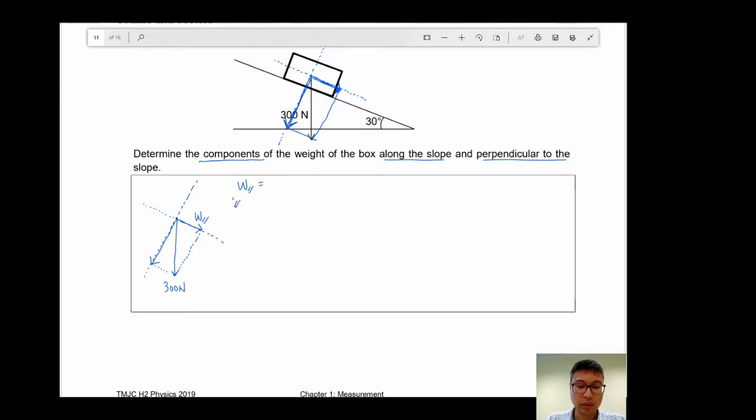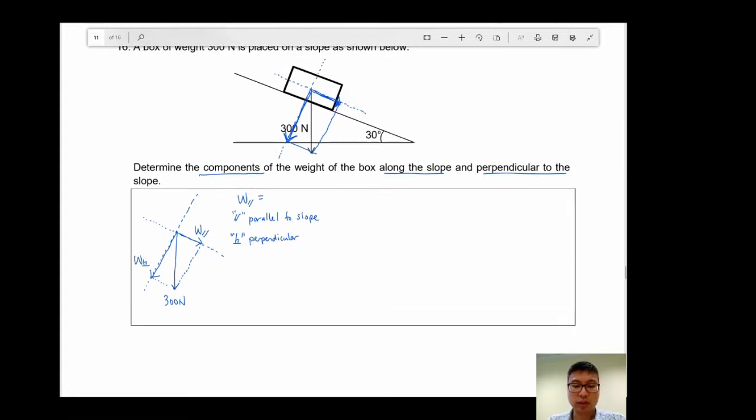Now the two lines here means parallel. So this is parallel to slope. And for the one perpendicular to the slope, we'll write this. Now, the next thing we need to do is transfer the angles. Now, let's take a look at this angle over here. It's 30 degrees. The 30-degree angle, where in the box can we transfer it to? Actually, the 30-degree angle is over here, 30 degrees.